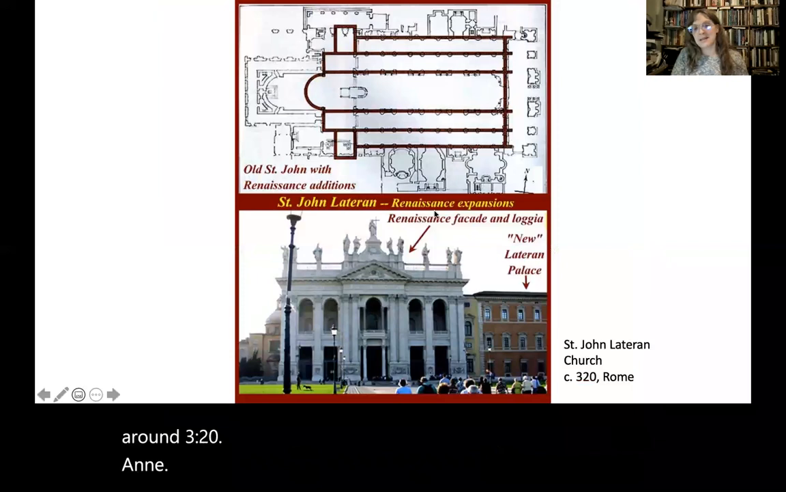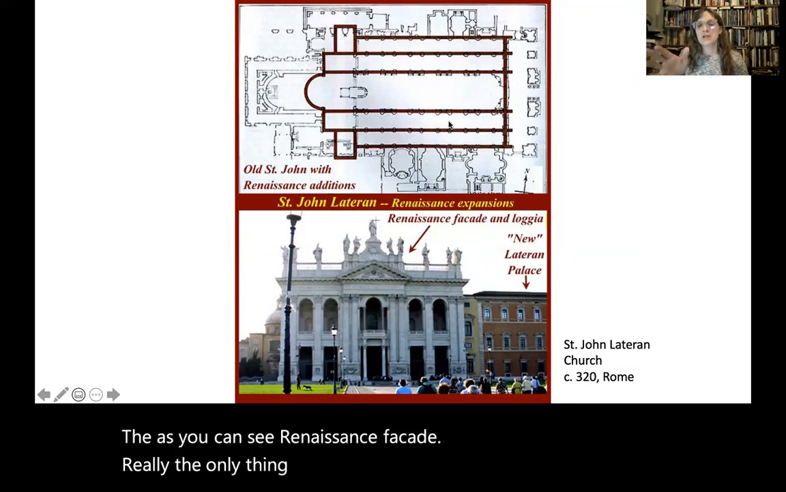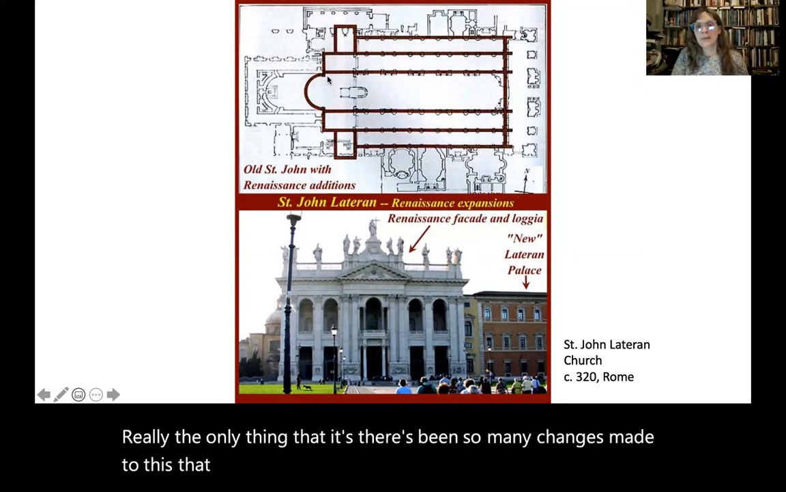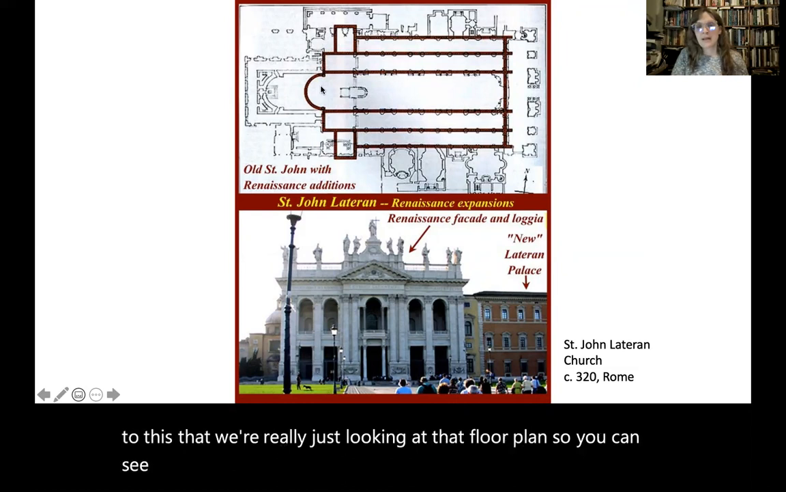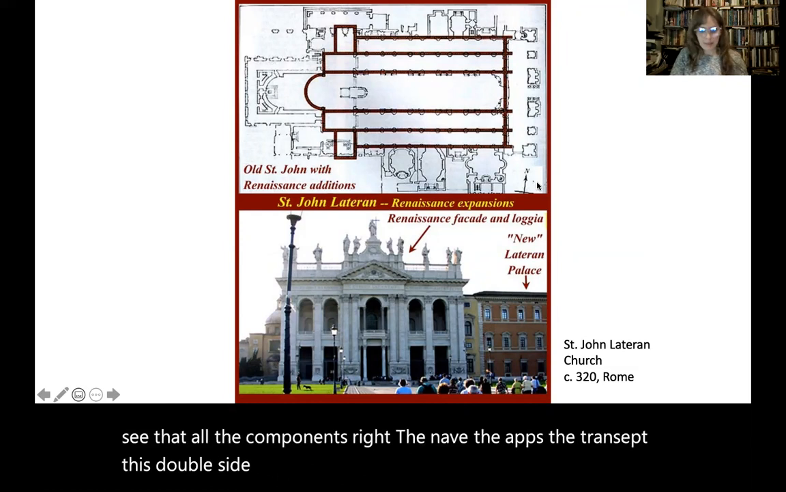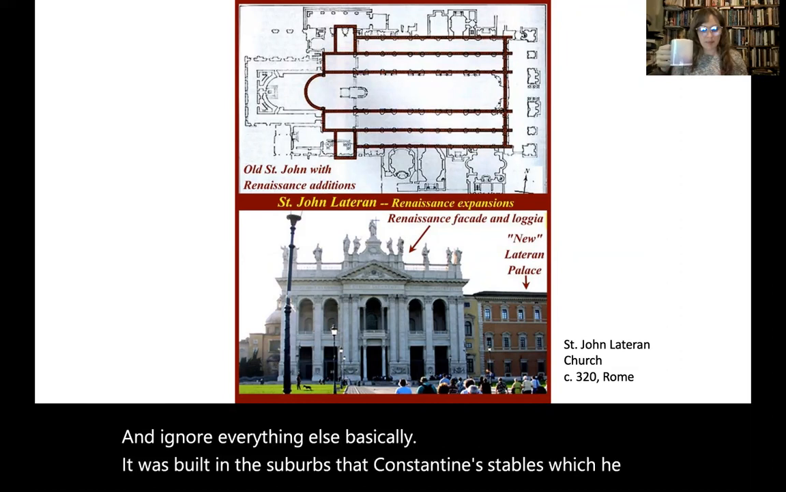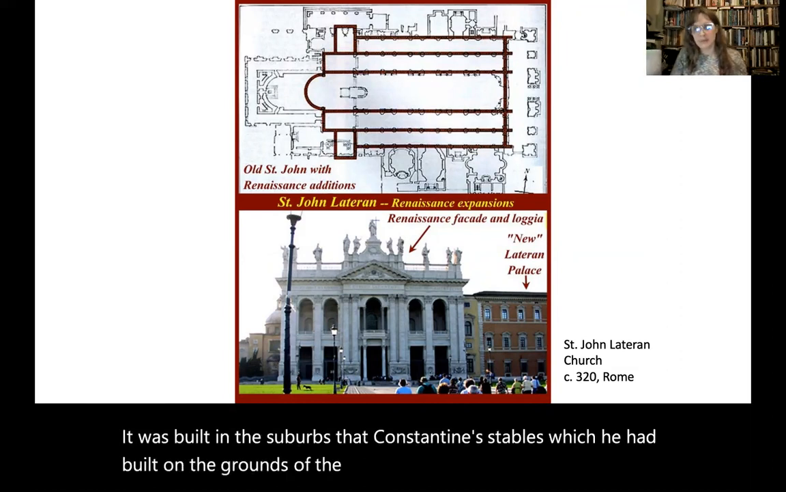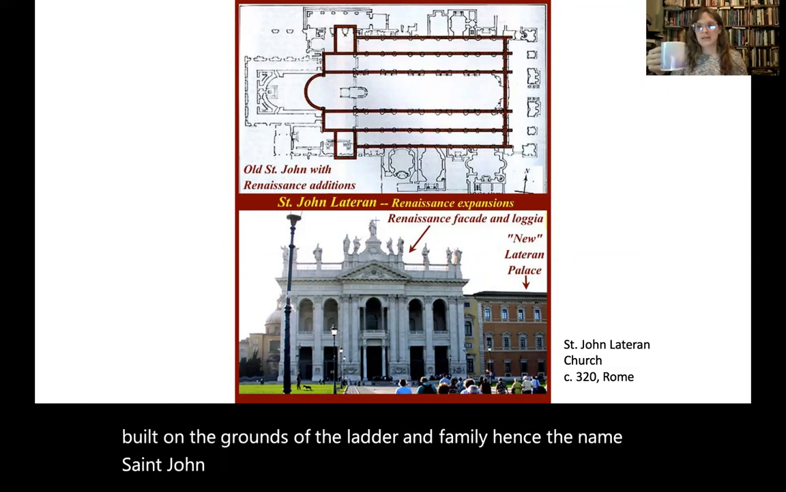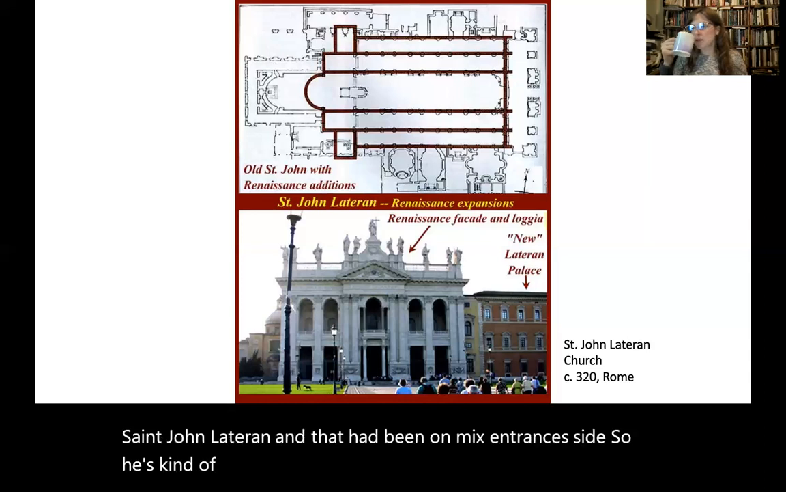As you can see, Renaissance facade. There have been so many changes made to this that we're really just looking at that floor plan. So you can see all the components, right? The nave, the apse, the transept, the double side aisles, and ignore everything else basically. It was built in the suburbs at Constantine's stables, which he had built on the grounds of the Lateran family, hence the name St. John Lateran, and that had been on Maxentius's side. So it's kind of an FU to Maxentius, who he defeated.